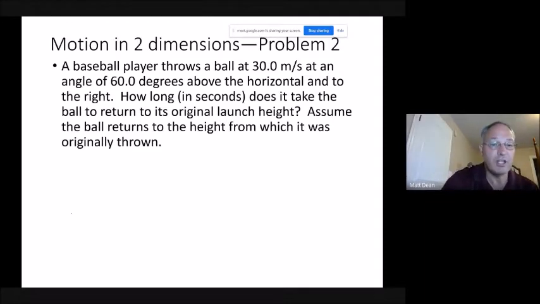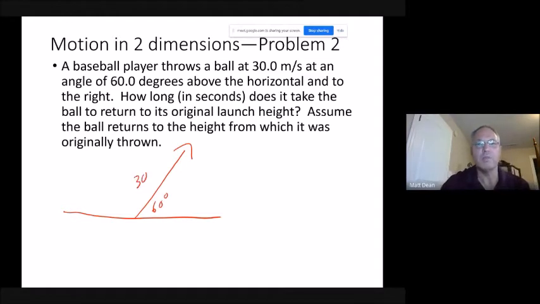So again, first thing, draw in a horizontal. Well, that's a terrible horizontal, but we'll go with it. Next, draw in a vector that represents what's given to you in the problem. So a 60-degree angle and 30 meters per second is our speed. We're looking for time in the air. Before we do anything else, we want to draw in the vertical and horizontal components of this initial velocity.